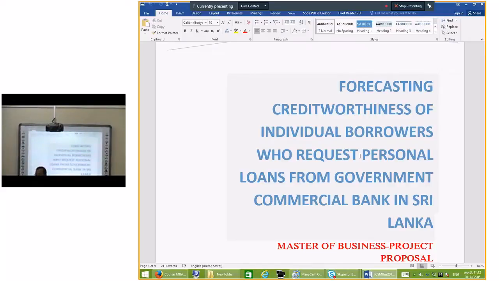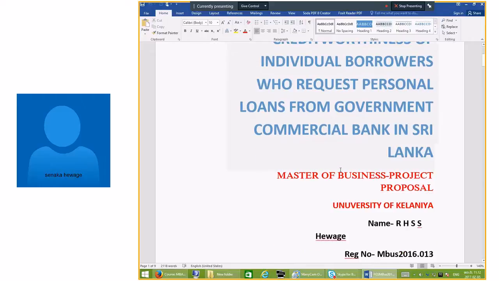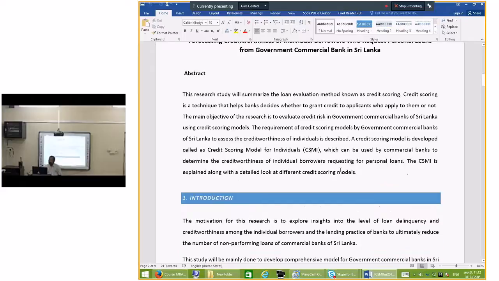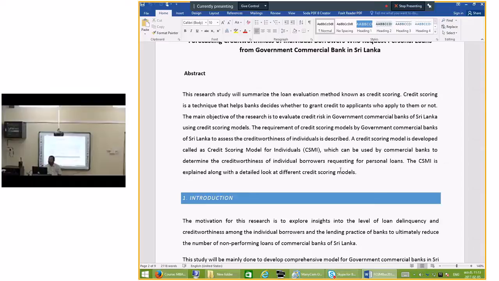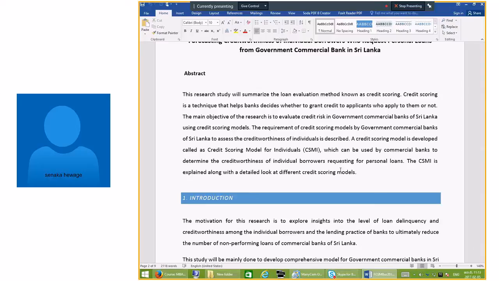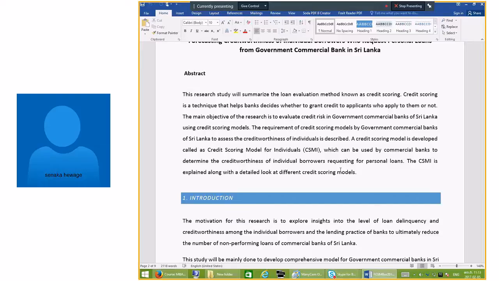Clear? Yes, sir. Okay, sir. Now, what is the problem? The problem is, now they use the credit scoring model. The problem is what is the creditworthiness of the individual borrower requesting banks for personal loans. Did they use a scoring model first? Any models they use? Yes, sir. At present, a credit scoring model is being used by those two banks, sir.